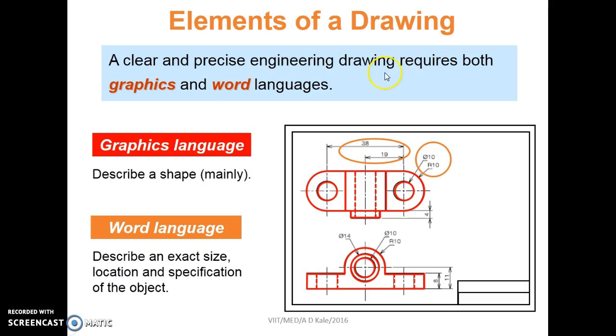A clear and precise engineering drawing requires both graphics and word languages. What do you mean by this? The graphic language means drawing the front, top or side view of the three-dimensional object, whereas the word language means to describe the exact size or location or specification of the object, like diameter or radius, the dimension lines or tolerances and notes which are usually provided in any industrial drawing.